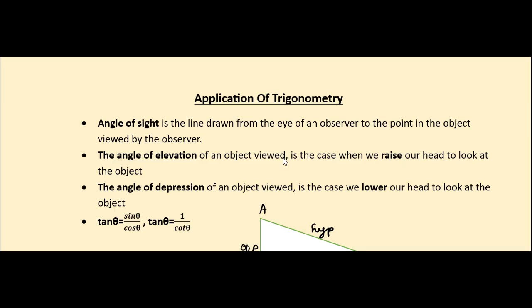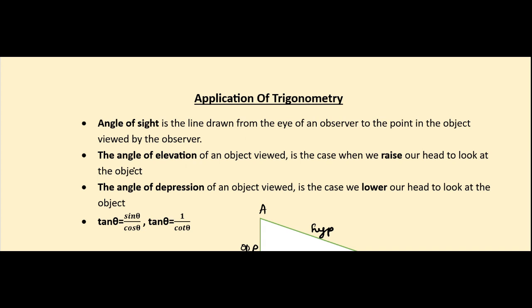In this video, we are going to revise the chapter Application of Trigonometry. So, first point, angle of sight is a line drawn from the eye of an observer to the point in the object viewed by the observer. So, angle of sight means the line drawn from the eye level to the object viewed by the observer.